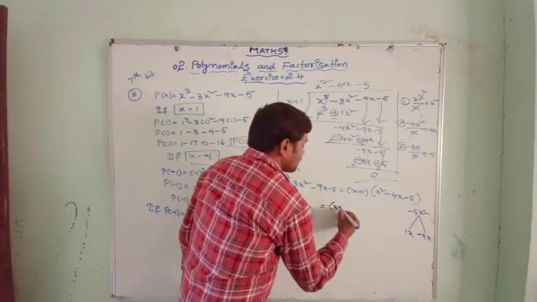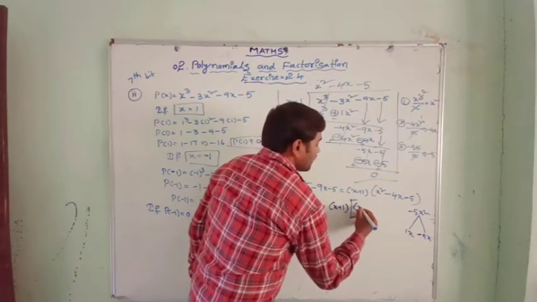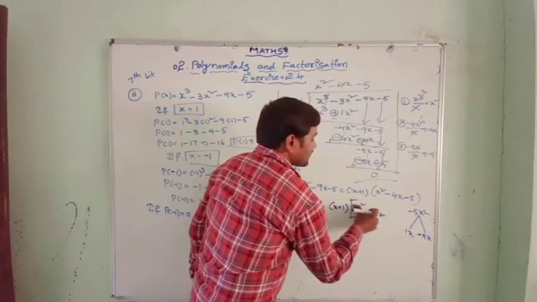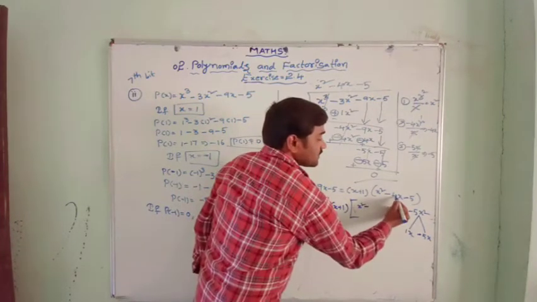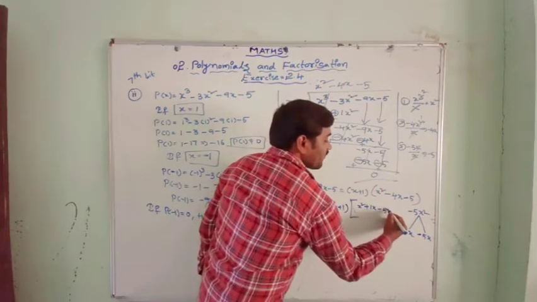So here x plus 1 of here x square. This will be written as x square minus 4x, which I will write as plus 1x minus 5x.